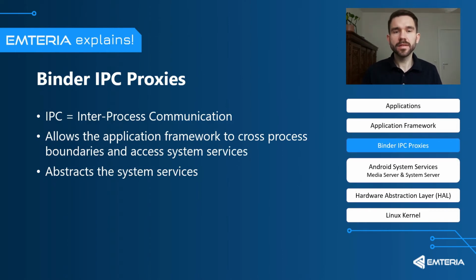The next layer is the binary IPC Proxies. IPC stands for Inter-Process Communication, and that's what this layer is doing. It allows the application framework, which comes on top, to cross process boundaries and access the system services independently. You can consider it an abstraction layer for the system services, very similar to the hardware abstraction layer.